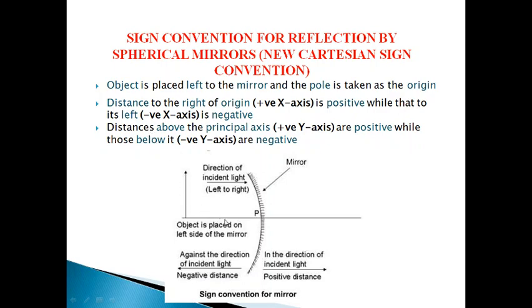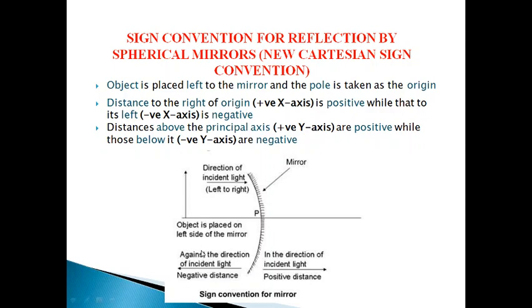One more point you have to remember is that the distances above the principal axis, this is the principal axis, प्रिंसिपल एक्सिस के ऊपर जो डिस्टेंस आप कैलकुलेट करेंगे वो will be positive. The distances above the principal axis are positive while the distances below the principal axis are negative. Okay.